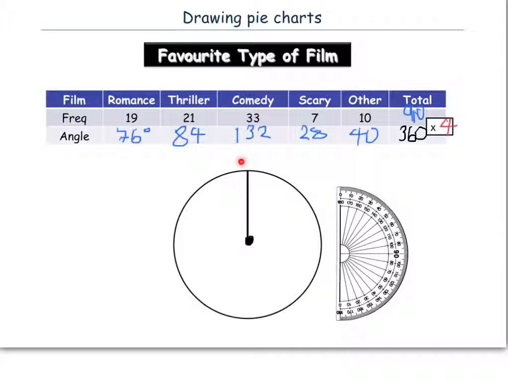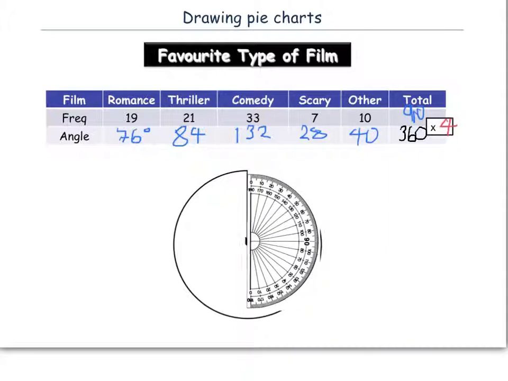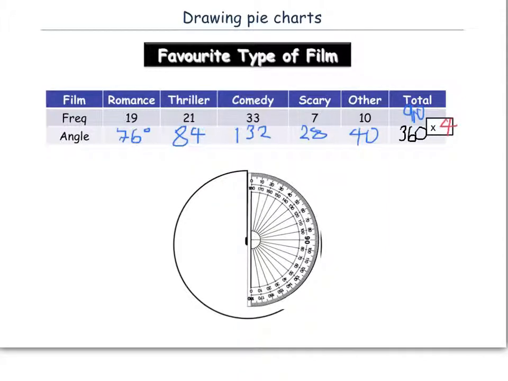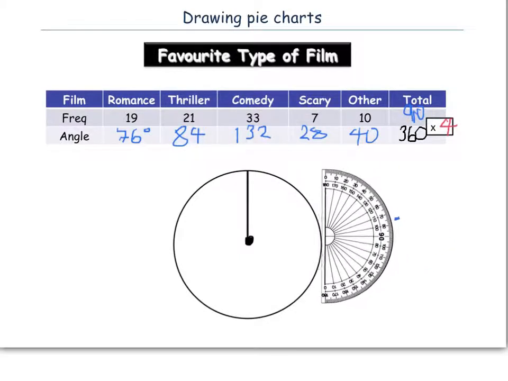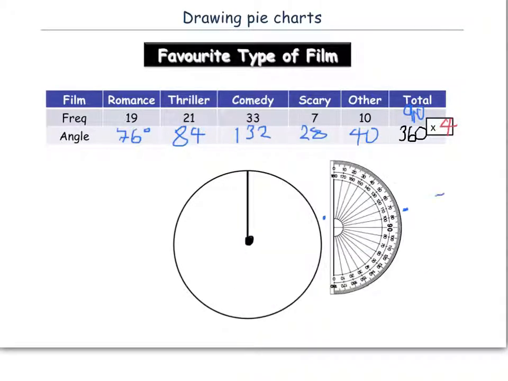So the first one we've got to draw is an angle of 76 degrees. So we get our angle measurer, put it in the centre, line up our cross with our dot, and measure around 76 degrees. Move our angle measurer out of the way, and then draw a line from our centre to the dot. Remember to label your section, so this section is romance.